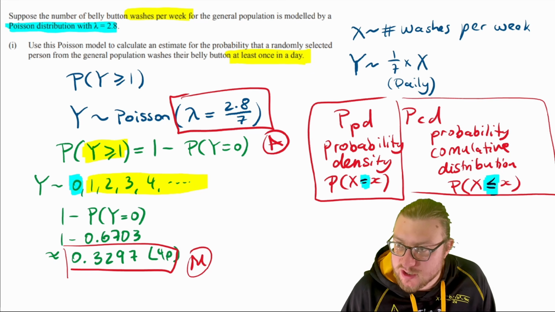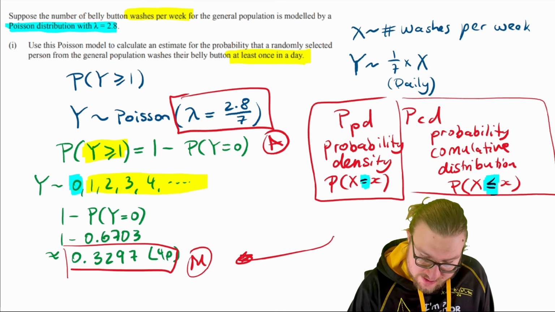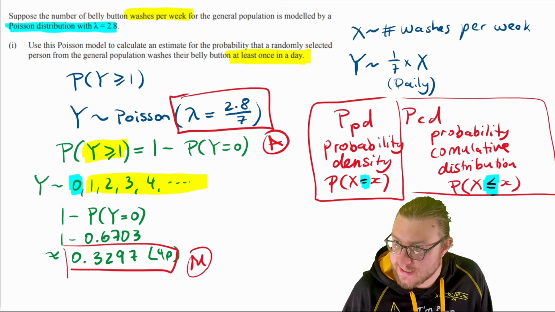If you forgot to calculate lambda as 2.8 divided by 7, and you still got an answer for that, then you still get an achieved mark for 1 minor mistake.